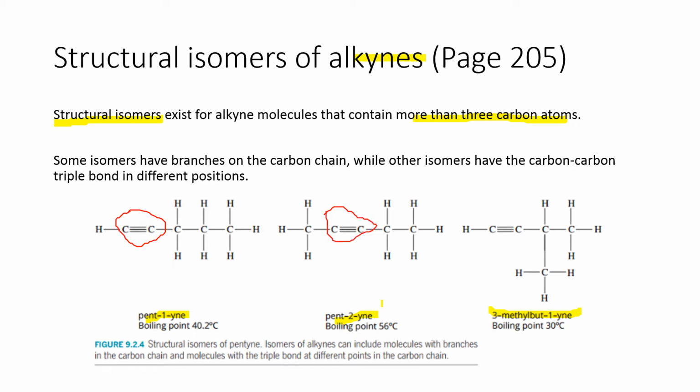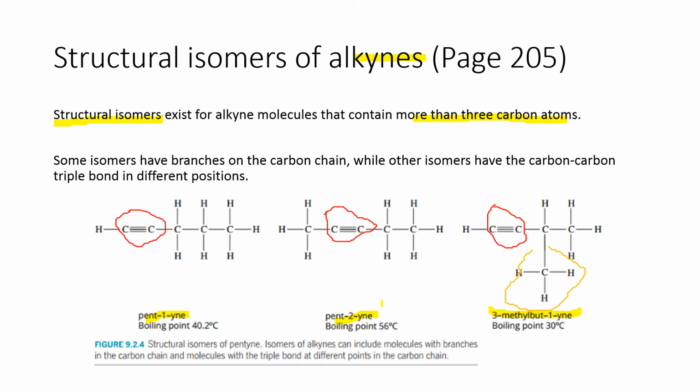If it's 3-methylbut-1-yne, the triple bond is on the first carbon, but at the same time, it contains a branch or side chain, which is the methyl, the CH3, which I'm going to highlight here. That is the methyl on the third carbon, so that is known as 3-methylbut-1-yne. You can see that the location of the triple bond and the presence of the side chain can influence the boiling point of that structure.